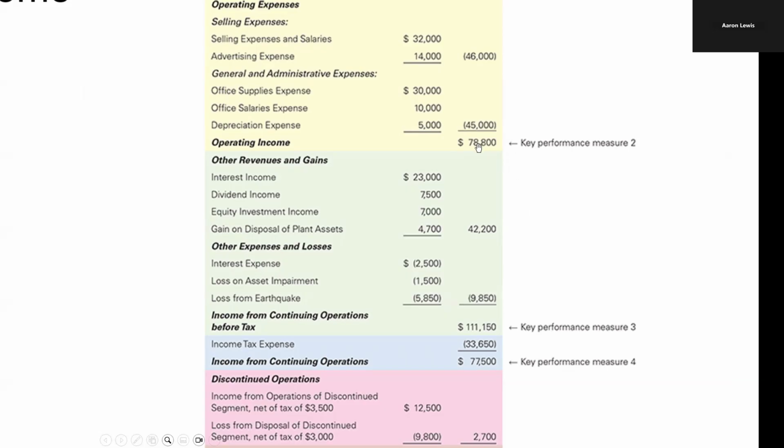And if we take their operating income, increase it by their other revenues and gains, decrease it by their other expenses and losses, we get their income from continuing operations before they pay tax: $111,150.